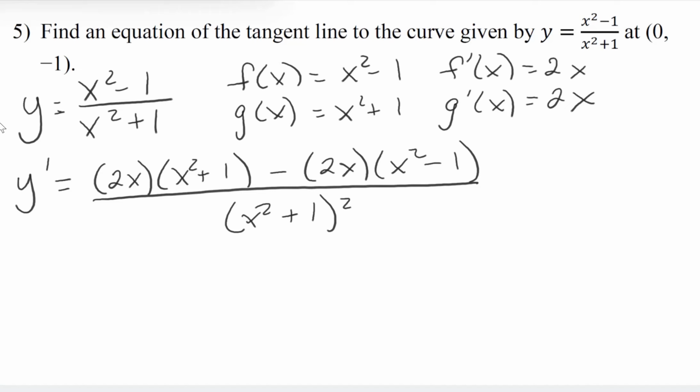So remember f prime g minus f g prime, or actually I think I did it g prime f, g prime f over g squared. That's the quotient rule.